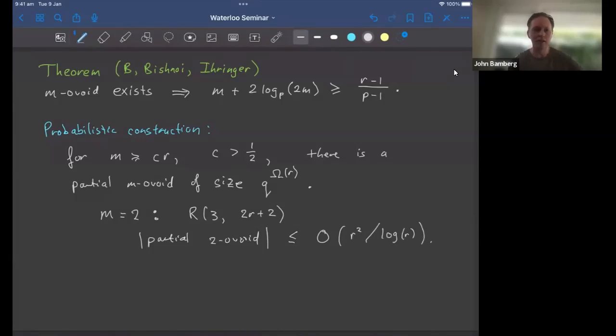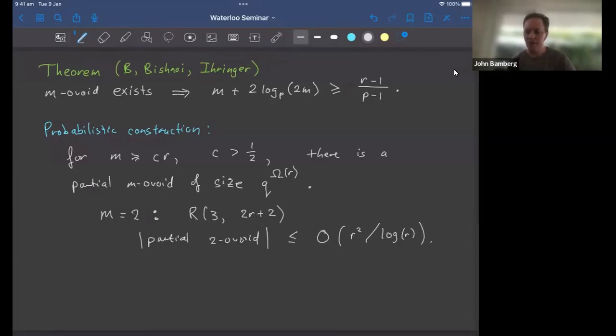In particular, you could apply this to small Ramsey numbers. If you're familiar with this table that's in the dynamic survey, I have tried to do that, and I only managed to get a partial m-ovoid which was close, like was 1 integer away from one of the lower bounds. So I haven't been successful in improving the Ramsey numbers in the table yet. So that's something to be done.